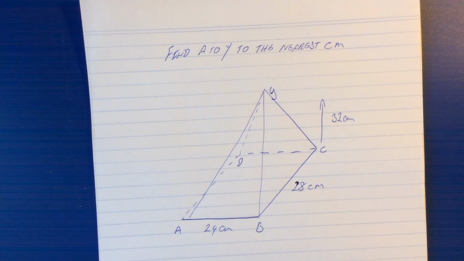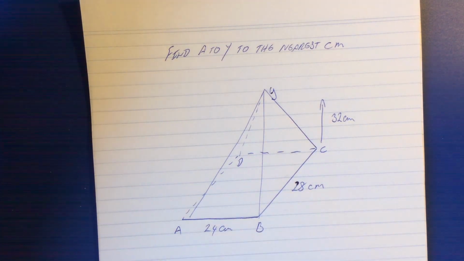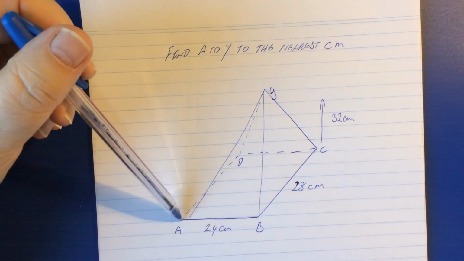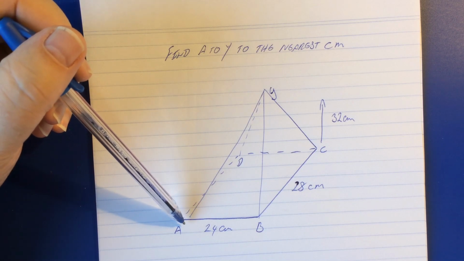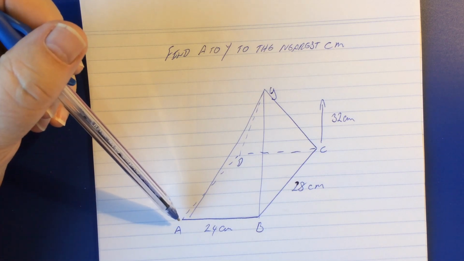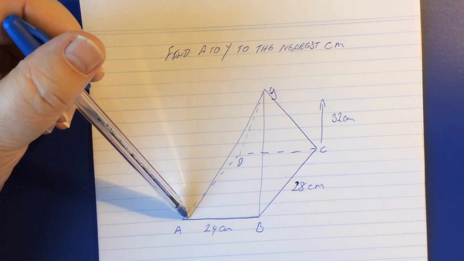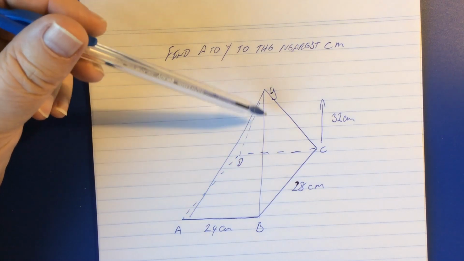Hi, I'm an old guy and I do maths, and today we're trying to find a distance on a pyramid with a rectangular base. Just to be awkward, this does not have a square base. And so we're looking to find the distance between A and Y.